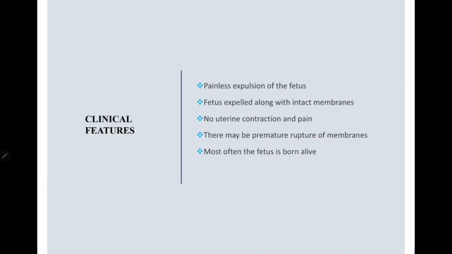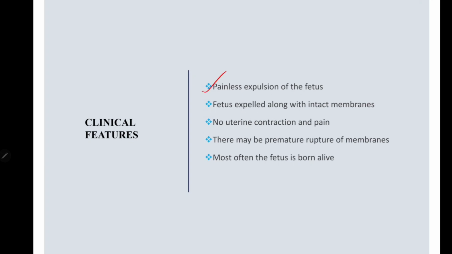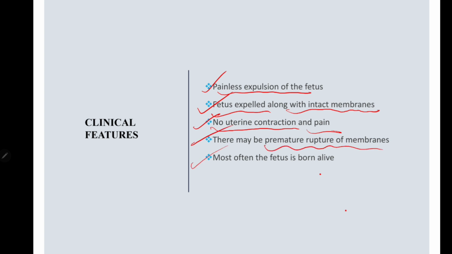If you look at the clinical features of cervical incompetence, there is a painless expulsion of the fetus, and the fetus is expelled along with the intact membranes. No uterine contraction as well as no pain. There may be premature rupture of membranes. Most often the fetus is born alive.